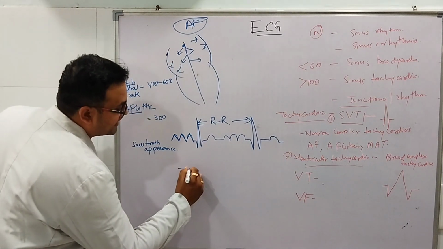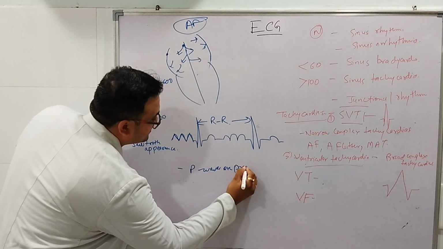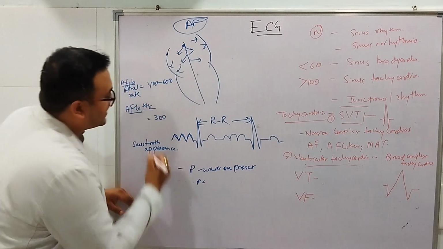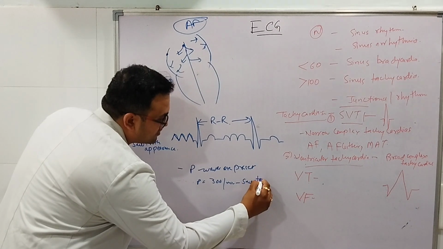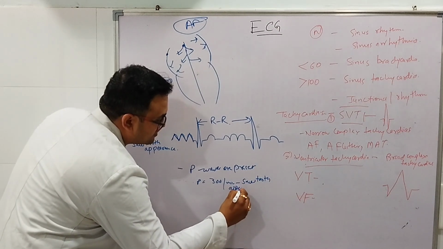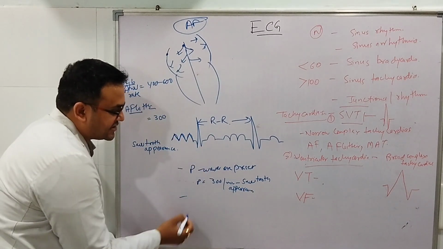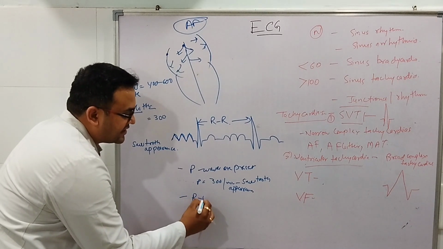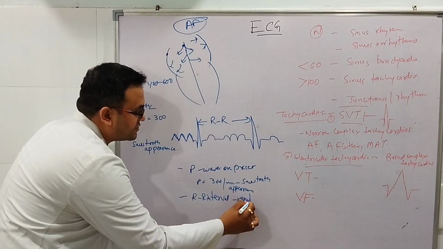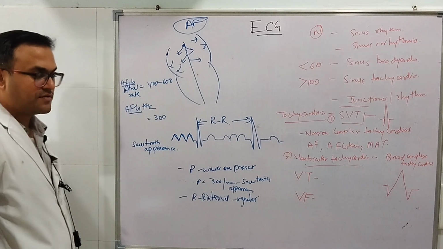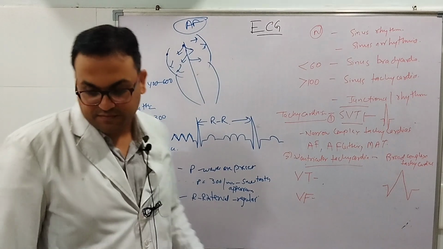So in atrial flutter, P waves are present, and the P waves will be around 300 per minute, which gives a sawtooth appearance. Some of the P waves get conducted and produce the QRS complexes. So the RR interval will be regular. So this is atrial fibrillation and atrial flutter.